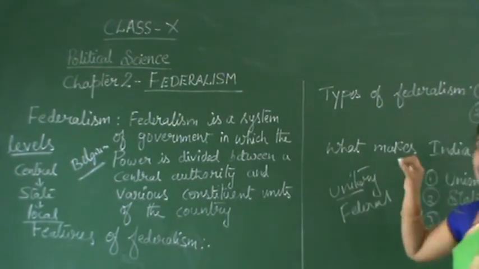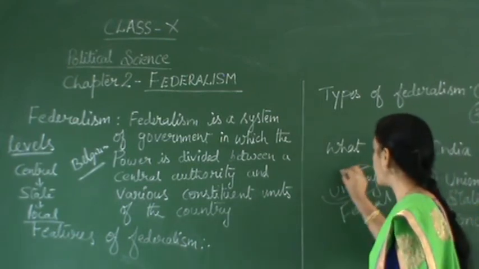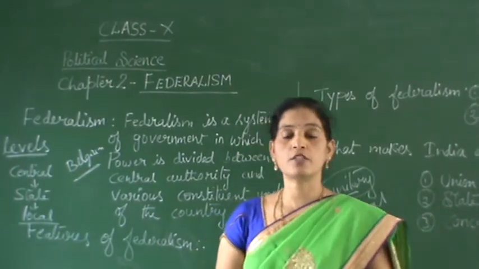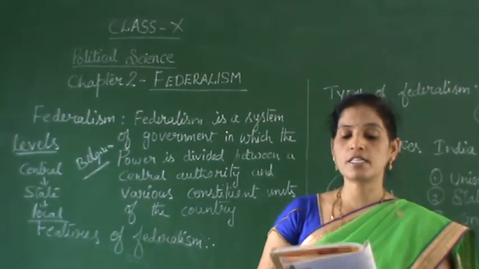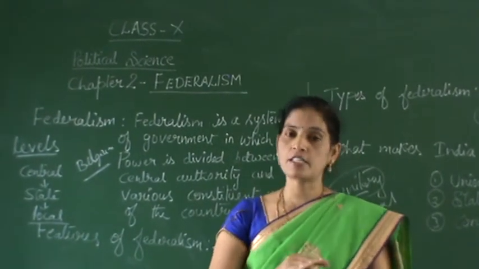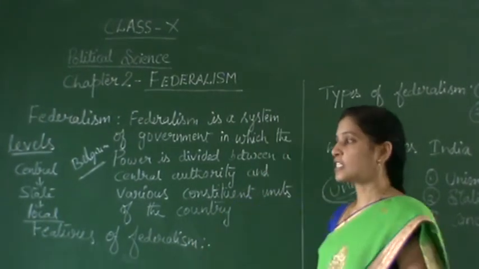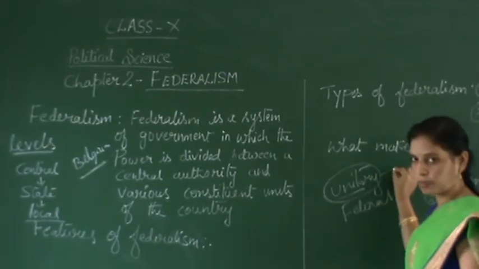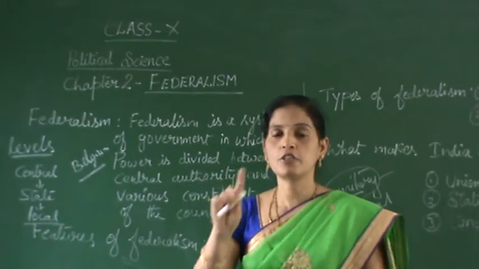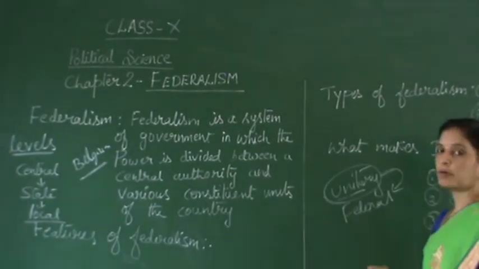Here, a unitary form of government means the power is settled at only one level, or the supreme authority is only the central government. The central government passes orders to the other levels of the government and questions them when these orders are not implemented properly. It means the authority is at only one level, that is unitary.